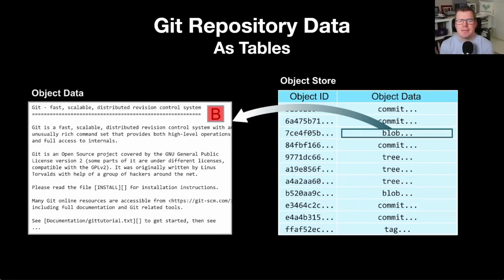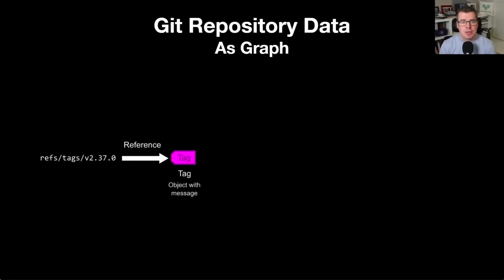We've just taken several jumps through the object store just to find the README for Git 2.37.0. We can review this lookup in a more abstract way as walking the edges of a graph. First, the reference points to a tag object.